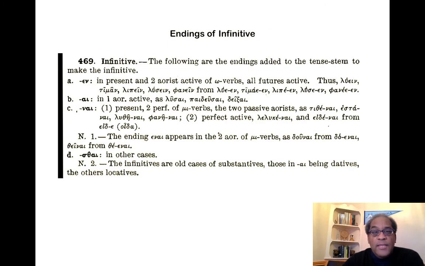Now, we've looked at the endings of the infinitive, but there really are only four: -ειν, -αι, -ναι, or -σθαι. And these spread themselves over the various tenses as we've gone into earlier. But this is a very good section in Smyth to refer to, simply because it gathers all this information together in a very elegant way.